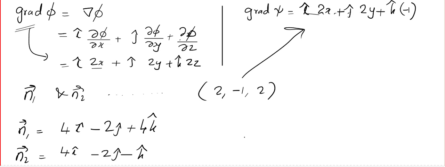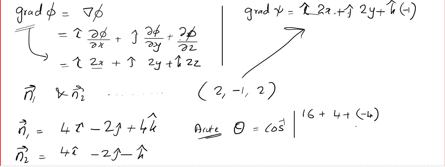What is the formula for the angle? Acute angle is cos inverse modulus of n1 dot n2. How do you find the dot product? Multiply 4 into 4 plus minus 2 into minus 2 plus 4 into minus 1. The whole divided by modulus, that will be root under 16 plus 4, 20, 20 plus 16, 36.